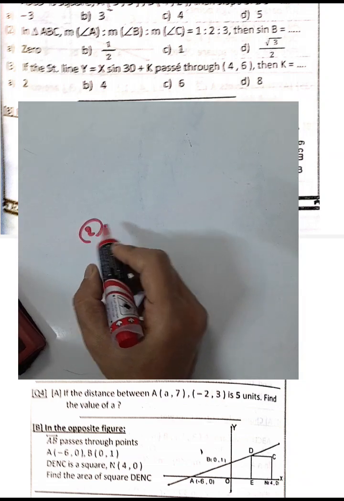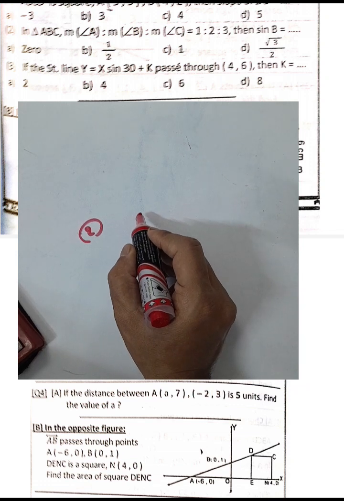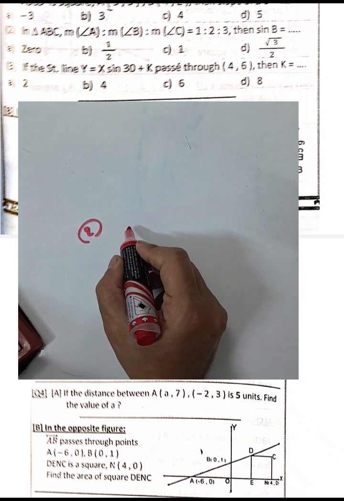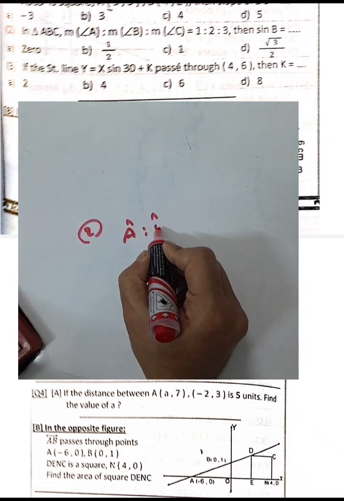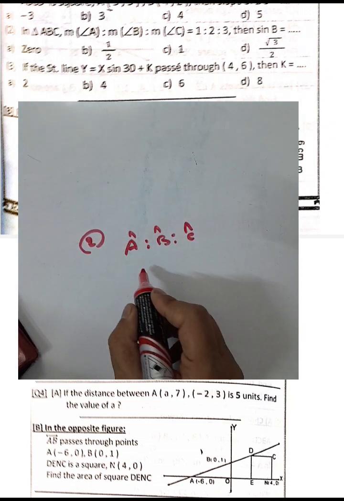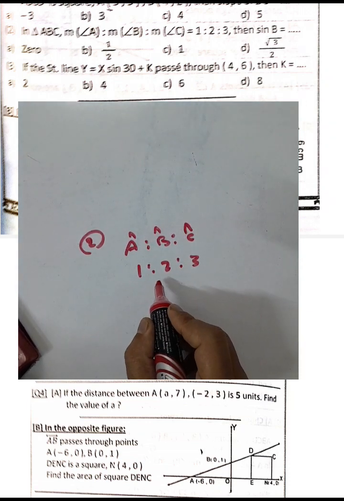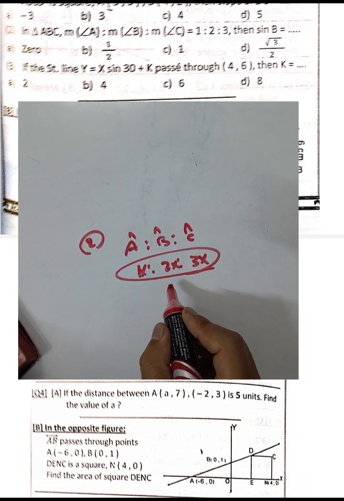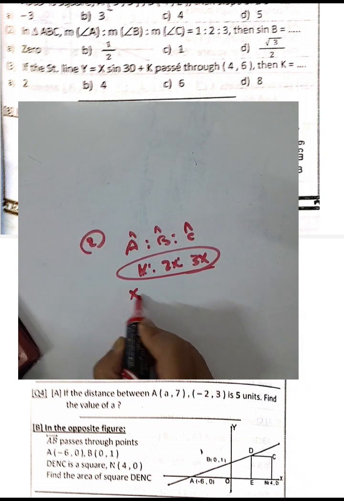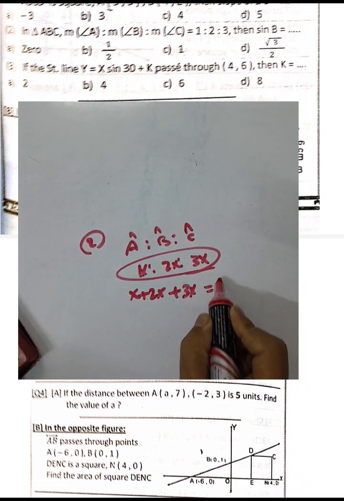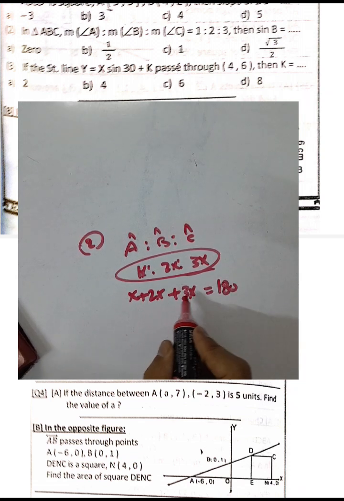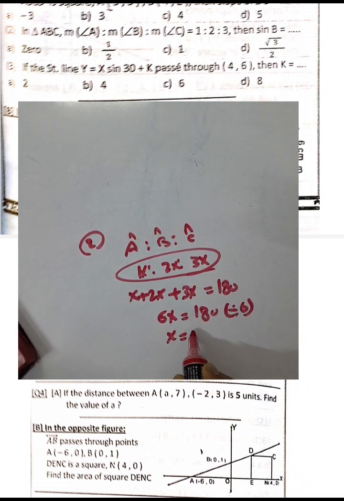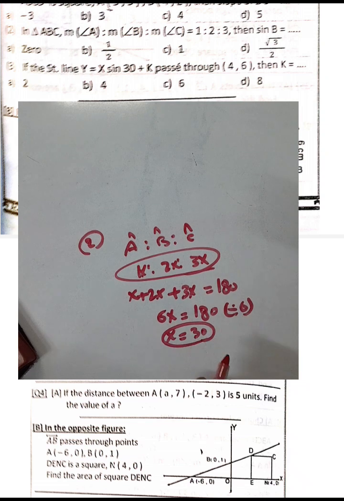Question number 2: in triangle ABC, the measures of angles A, B, C are in the ratio 1, 2, 3, then sine B equals? We can write the ratio between angle A, angle B and angle C as 1, 2, 3. I put the unknown as x, 2x and 3x. We know the sum of all interior angles in a triangle equals 180, then x plus 2x plus 3x equals 180. 3x plus 3x is 6x, so 6x equals 180, and we divide by 6, then x equals 30 degrees.